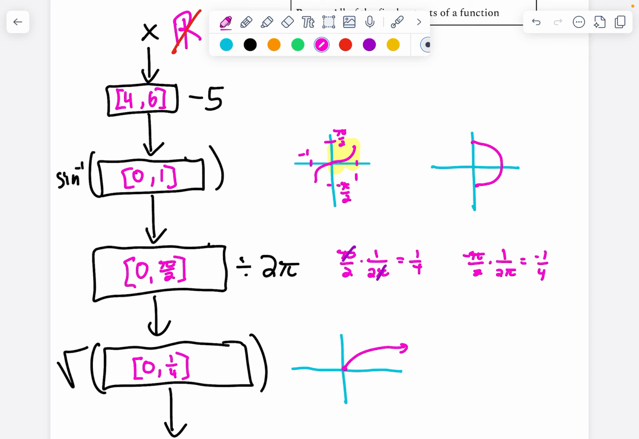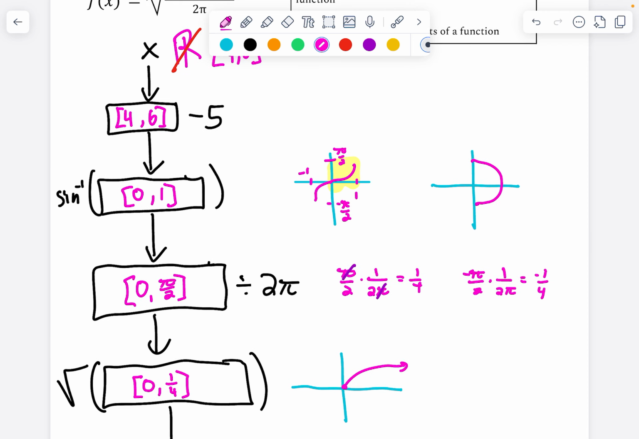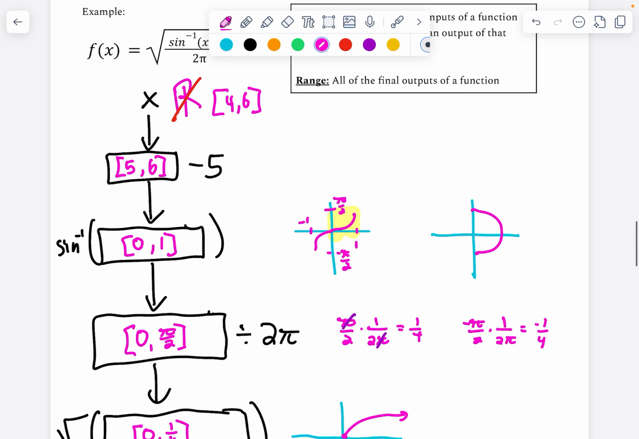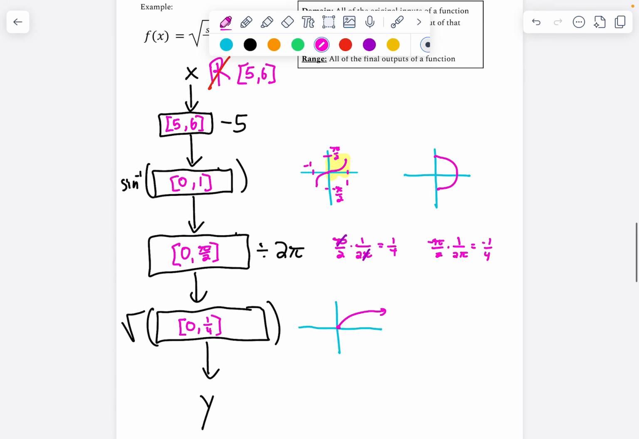Going back up the chain, 4 would have given us negative 1. If we want our cutoff to be 0 and we're subtracting 5, we should really only be using 5. So 5 minus 5 is 0, 6 minus 5 is 1. And then we have to get rid of this 4, and in fact we have to say our original domain that would work is only 5 to 6. And now we've covered every layer of our function.